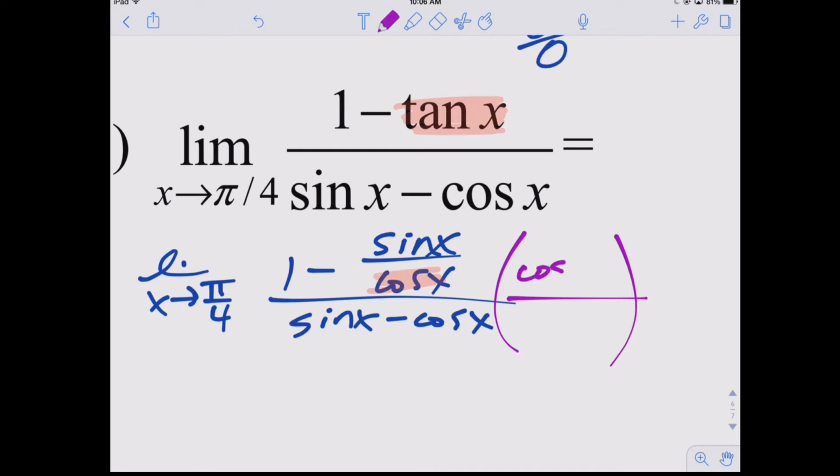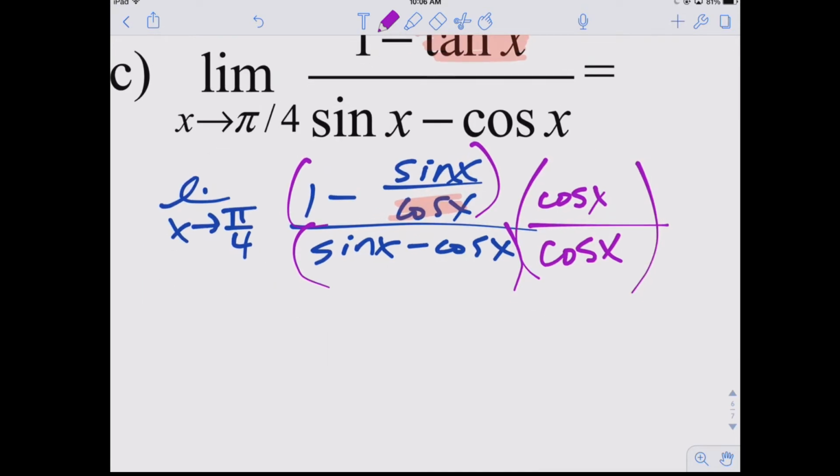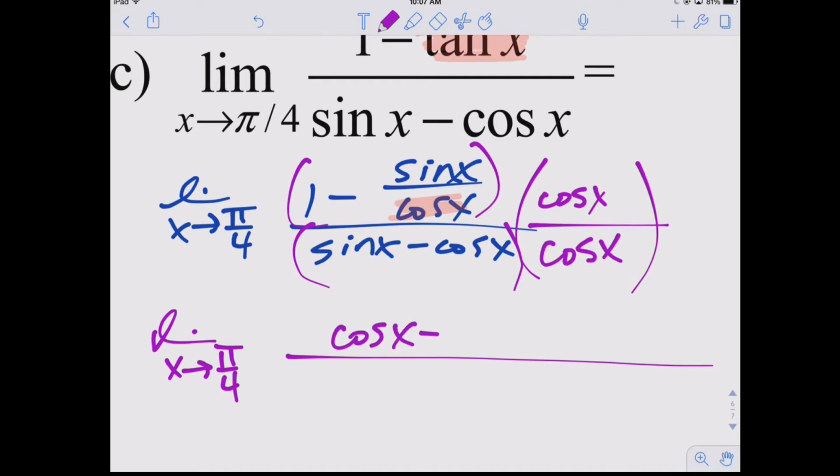So if I multiply by cosine over cosine, notice I do have 2 terms in the numerator as well as 2 terms in the denominator. So I am going to have to distribute to both terms. What do we get in the numerator when I distribute the cosine? I get cosine x minus, and what happens with these cosines in the second term in the numerator? They divide out. So I'm just left with sine.